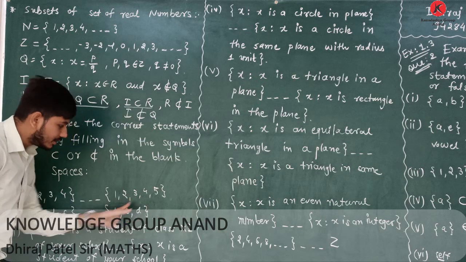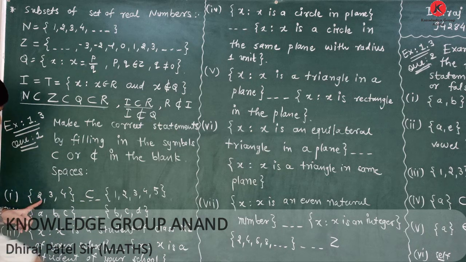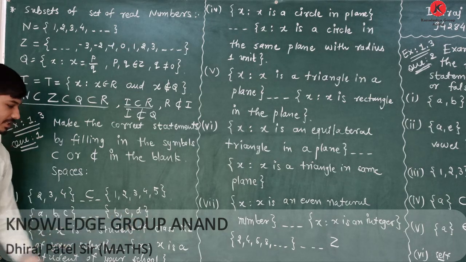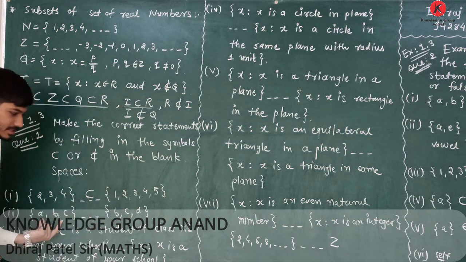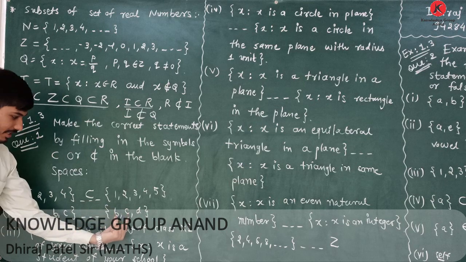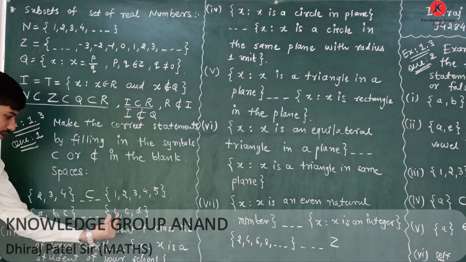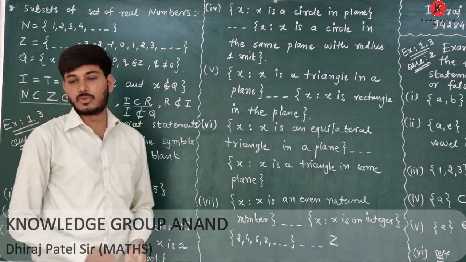Okay? Now the questions. Exercise 1.3, question number 1, which is quite an easy question. Make the correct statements by filling in the symbols subset or does not subset in the blank spaces. We have to put subset or does not subset in the proper blanks. First question, 2, 3, 4 blank 1, 2, 3, 4, 5. First of all, see whether all the elements of this set are in this set or not. Here 2, 3, 4 are in this set.